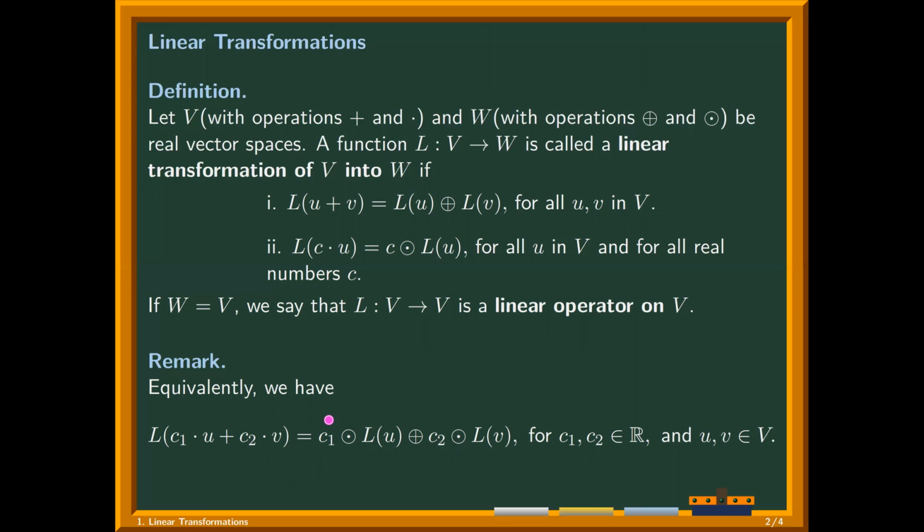So please note that here on the right-hand side, we perform operations. First, we take the scalar multiple of L of u by c1, and then take the scalar multiple of L of v by c2 in W, and then you add the results under the vector addition operation in W. In this video and in the succeeding videos, unless otherwise specified, when V is Rn or when W is Rn, the vector space will also always be endowed with the standard addition of vectors and scalar multiplication.